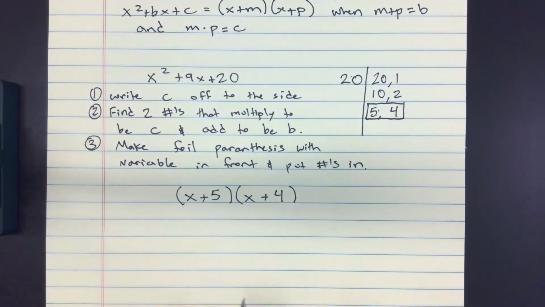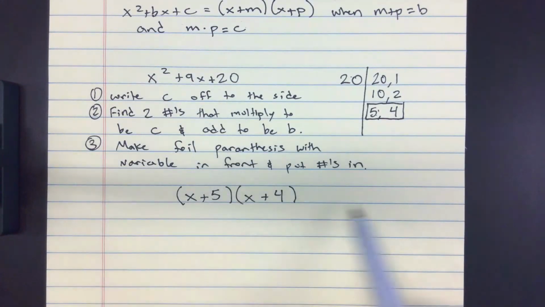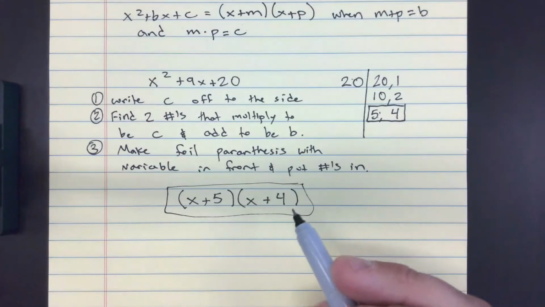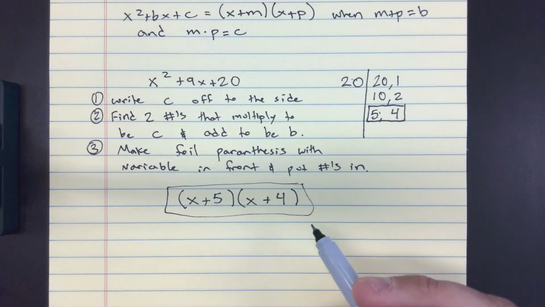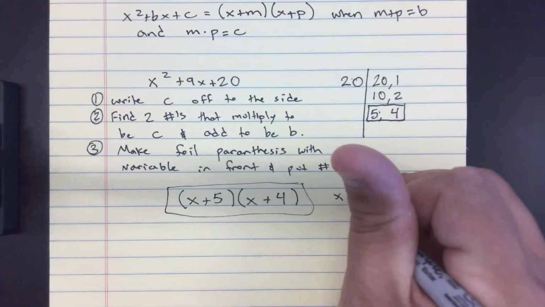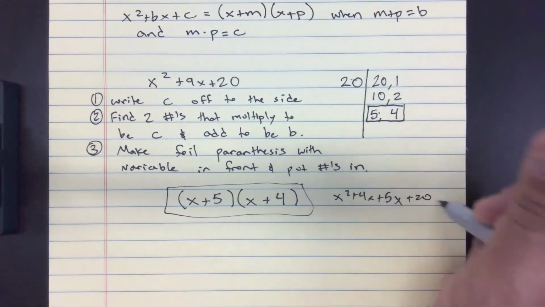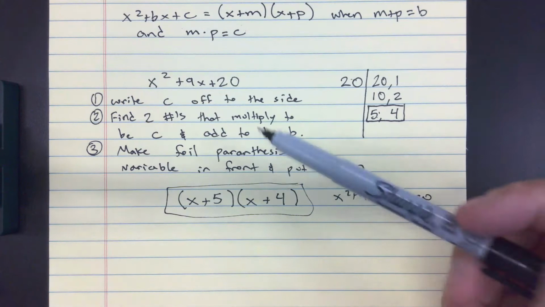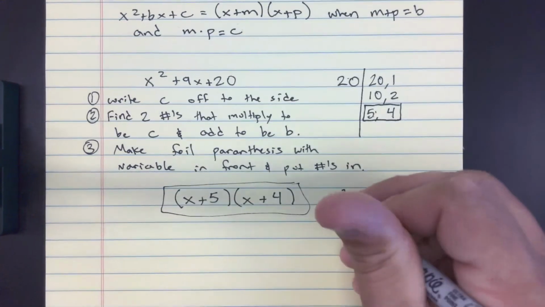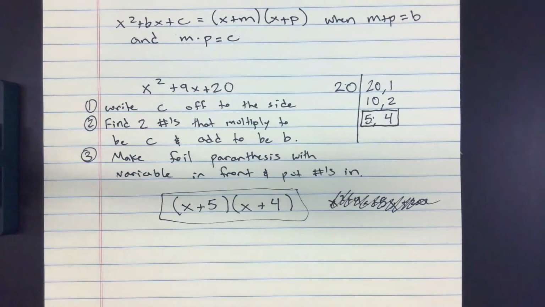Okay, so this is your answer right here. Now look, how could we check our answer? FOIL it. If we go back and FOIL it, x squared plus 4x plus 5x plus 20, as you guys can see, the two middle terms combined to be 9x. See that? Now we don't want a FOIL, right, Jackson? We just want that to be our answer.